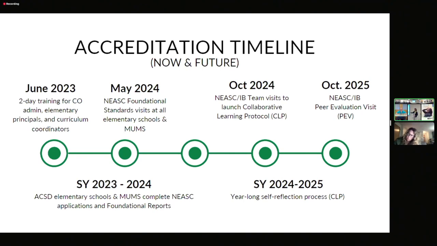This whole school year, our principals and our curriculum coordinators have been working on those reports. The next step is in October 24. Before that, the foundational team is going to come in May, in just a couple of weeks, and they're going to visit each school with this joint report that all of the principals filled out together. They did a self-reflection on all the standards.